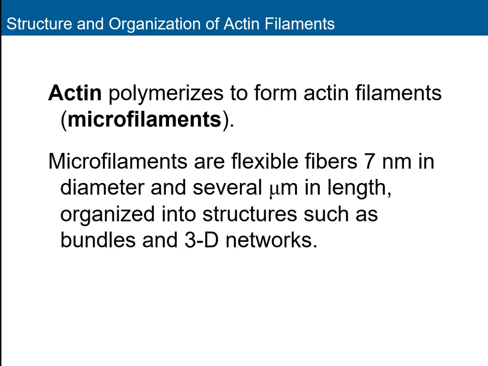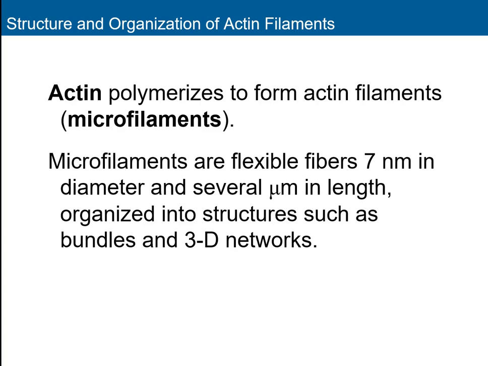If you look at the title on the top there, structure and organization of actin filaments. So what makes up the actin filaments? What's their structure and how are they formed? Okay, so it says actin polymerizes to form actin filaments. Remember, actin's a protein. It's going to join together, and we're going to see what this looks like, to form these filaments, okay? And sometimes you'll see them called microfilaments. They're about 7 nanometers in diameter, so really small, and about a couple microns in length.